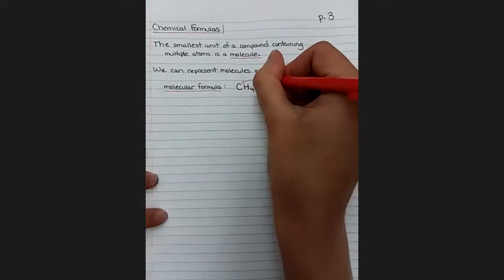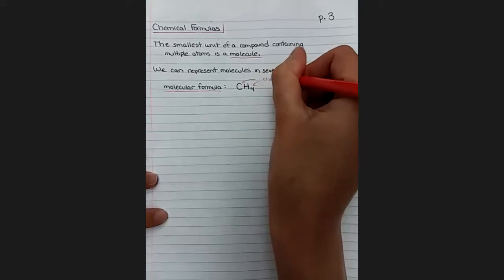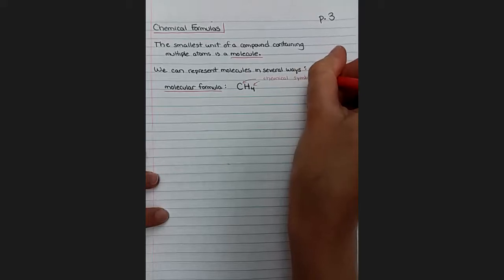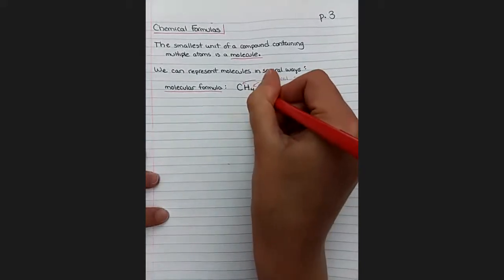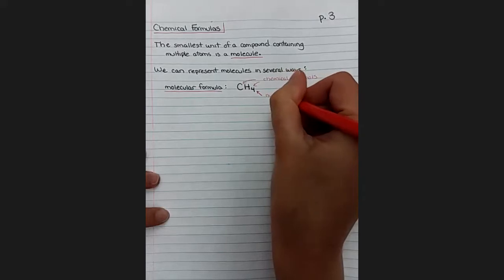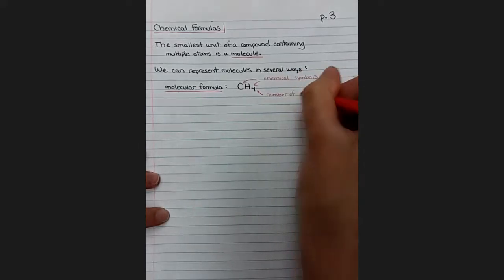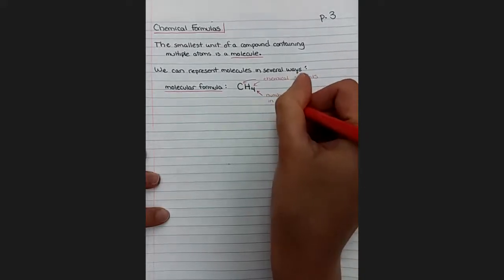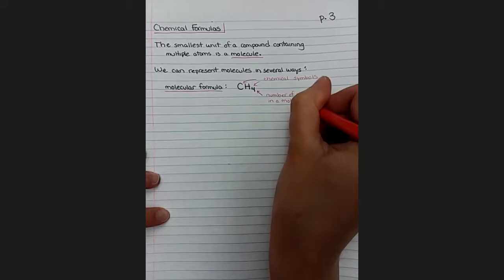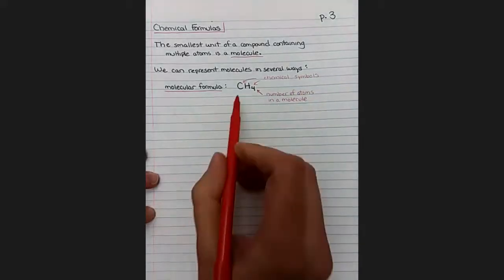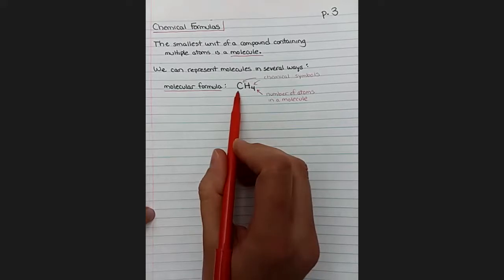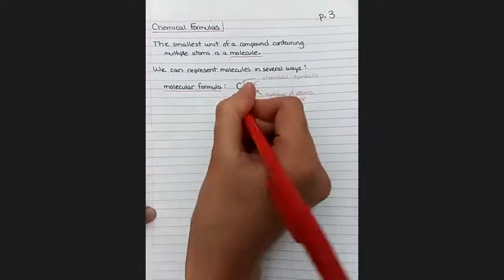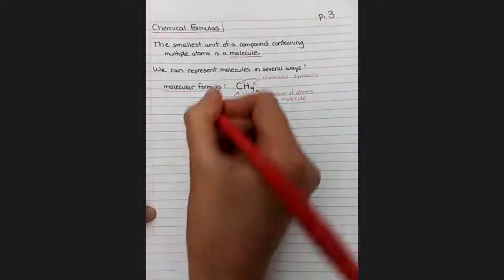So the C and the H are chemical symbols for 2 different elements. And then the subscript numbers tell us about the number of that type of element in a molecule. And you'll also notice that there's a 4 subscript next to the hydrogen, but there isn't a subscript next to the carbon. And that is because there is just 1 carbon atom in this molecule.